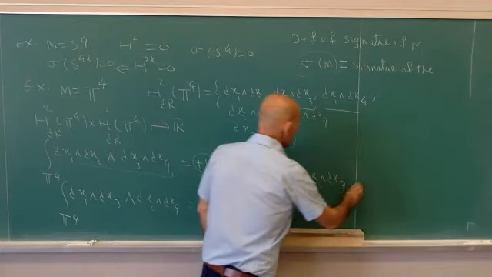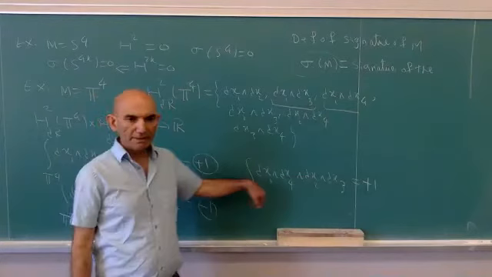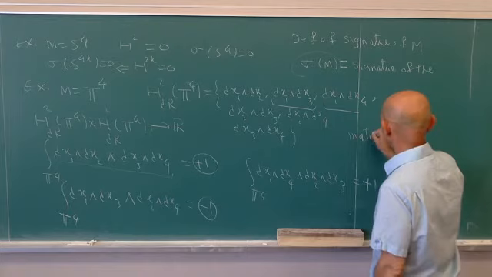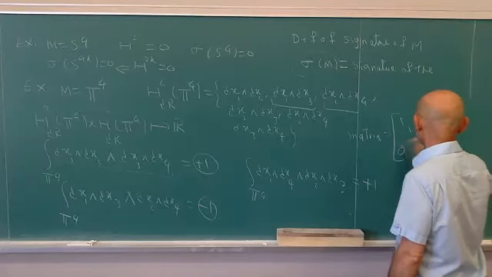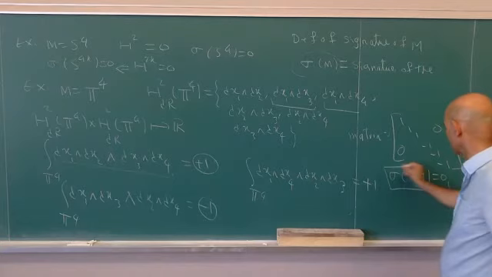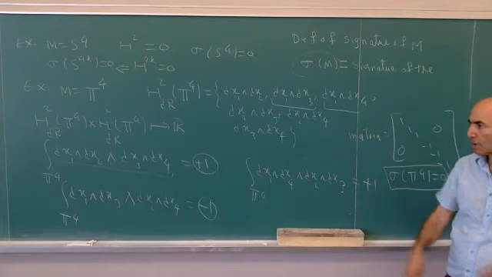If you carry out these calculations, you see that in three cases you get plus one, in three cases you get minus one. So the matrix then is 1, 1, 1, minus 1, minus 1, minus 1, 0, 0. So the signature is equal to 0. But this was not obvious from the beginning. We had to do the calculation.